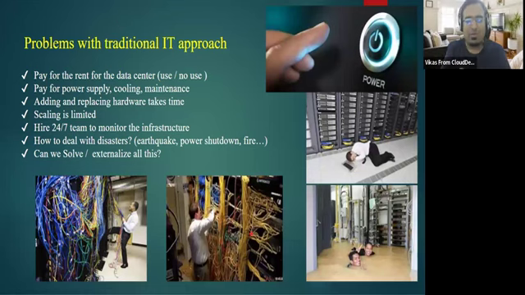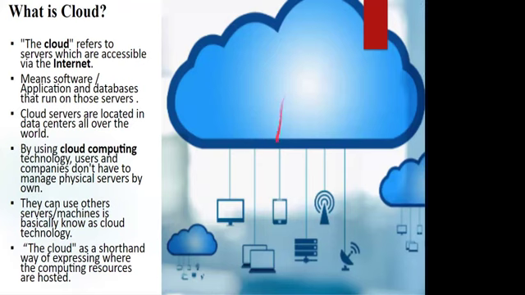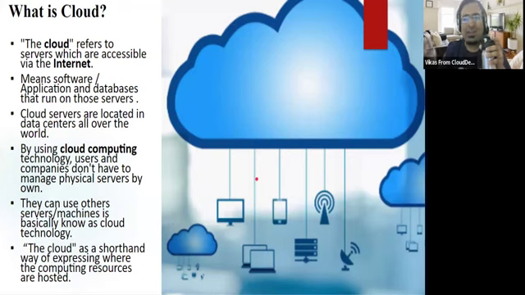To solve this type of problem, the solution came as cloud. Simple definition: any network or any device which is accessible with the help of the internet is called cloud. Got it? Any server which is accessible with the help of the internet, we call it cloud. In simple terms, any application or data center running remotely that we access with the help of the internet is called cloud. Cool?